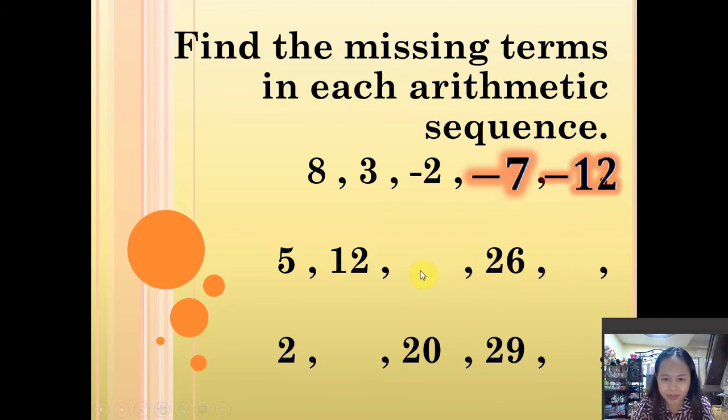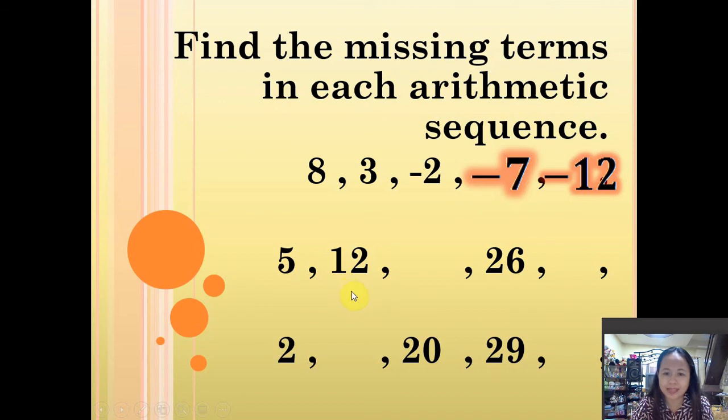Okay, very good. Now we have 5, 12, a missing term, 26, and another missing term. Now, what are the consecutive terms here? We have 5 and 12. So, get the difference of these consecutive terms. That is 12 minus 5, second term minus first term, which is 7. So, our common difference is 7.